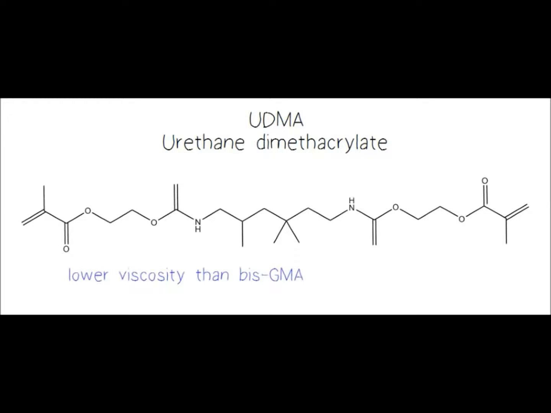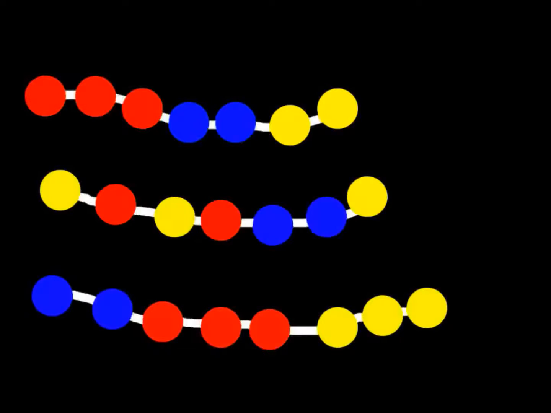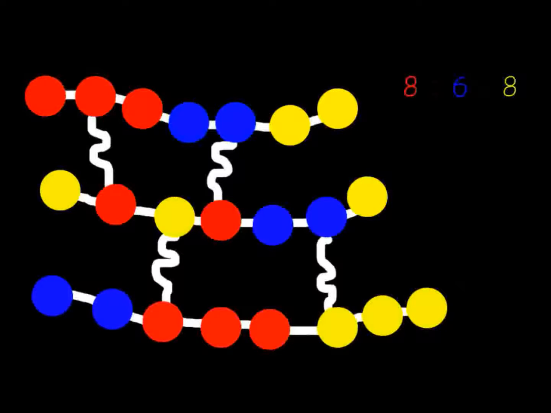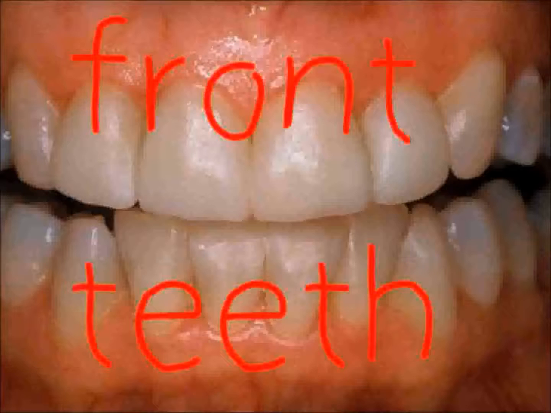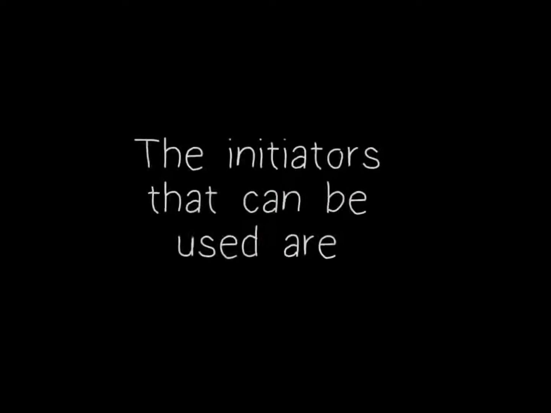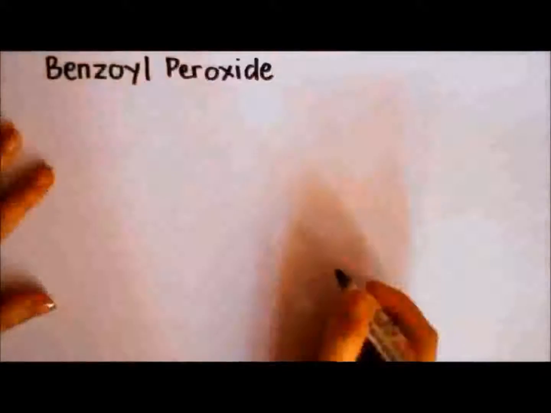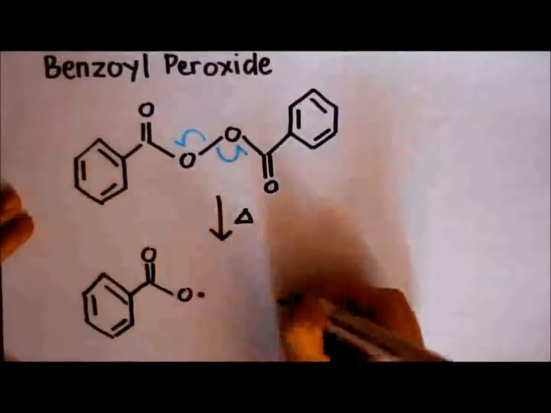3. Urethane dimethacrylate, or UDMA. The ratios of monomers used in the production of composite resin paste vary depending on the manufacturing company and purpose of application. Initiators that can be used are: 1. Benzoyl peroxide, which can be split into radicals by heat.